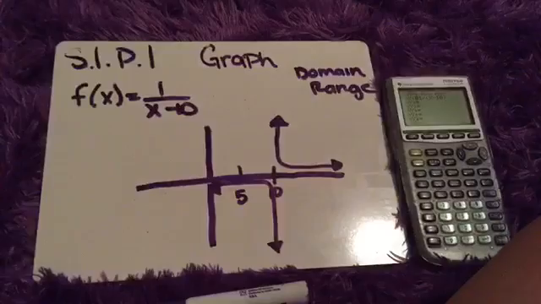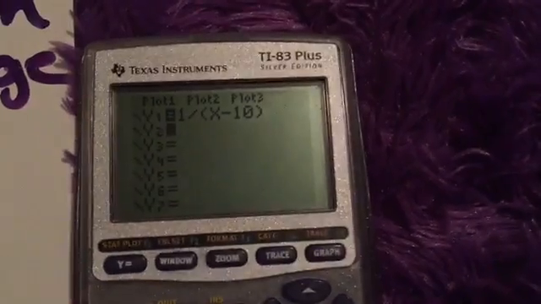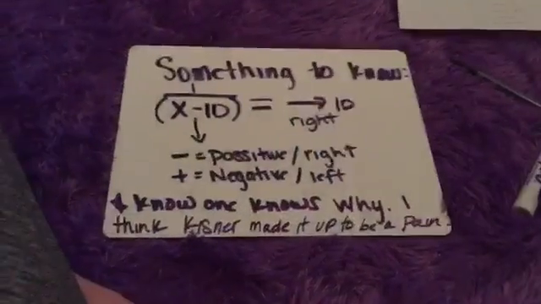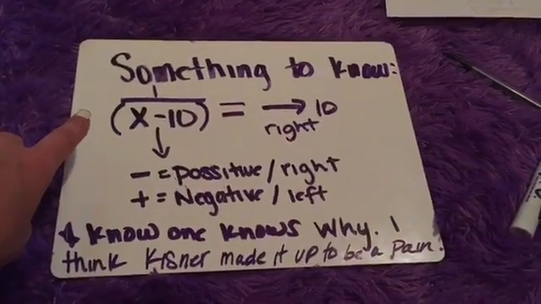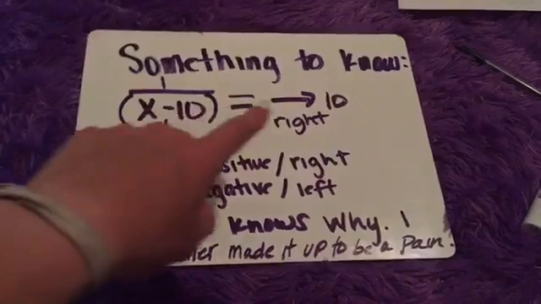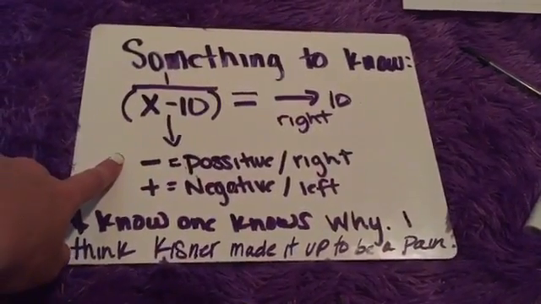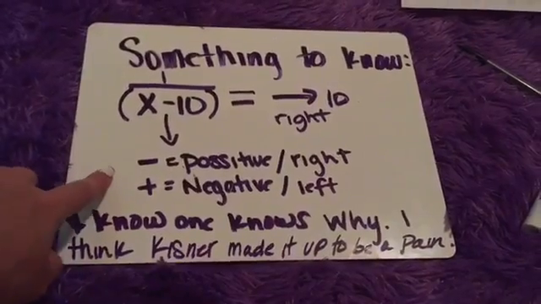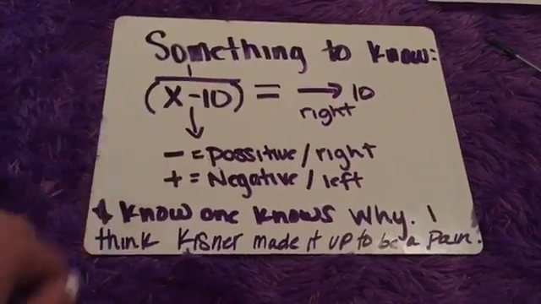We will start this problem out by graphing it. When you put it in your graphing calculator, make sure your x minus 10 is in parentheses. Something to know: when you see an expression like this, always do the opposite of what the sign says. In this case, you're going negative 10, so you move to the right 10. If you have a negative, you go to the positive side of the graph, or the right. If you have a positive, you go to the negative side of the graph, or the left.